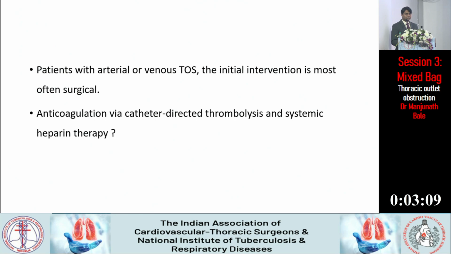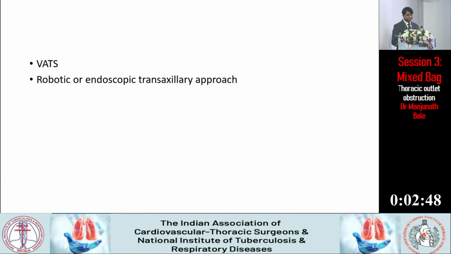When you compare neurogenic TOS with arterial and venous TOS, the role of the surgeon and the surgical approach comes much earlier. There are some studies where they have used anticoagulation via direct catheterization, localized anticoagulation, and systemic heparin, but they have been found to be unsuccessful. So most of these patients will need some kind of surgery.